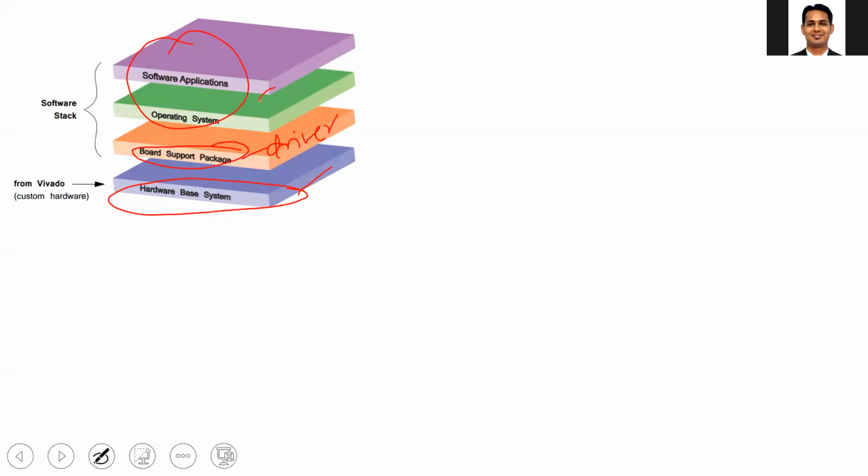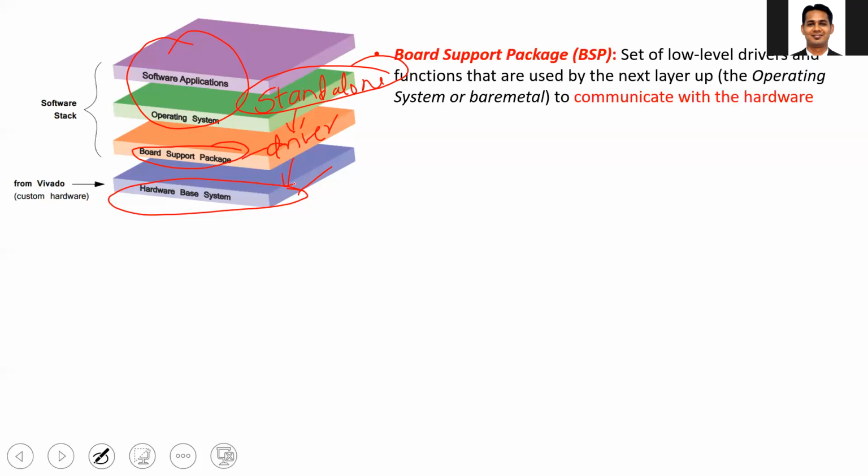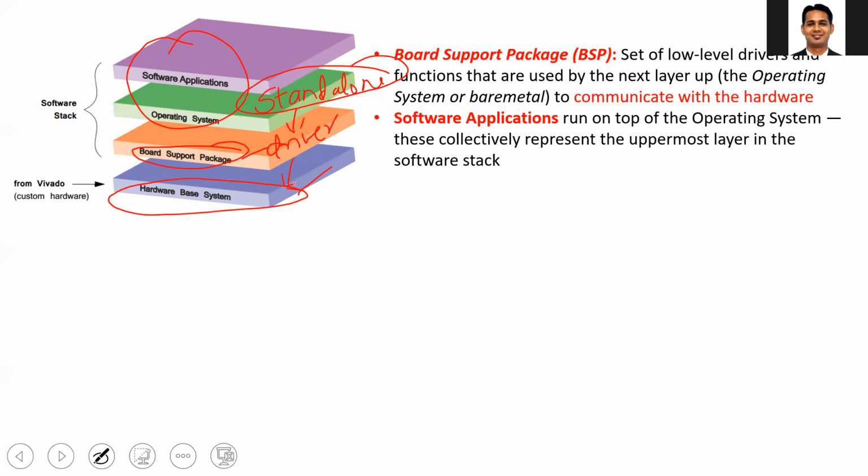But in our course, we are not using the operating system. We are following the standalone approach, so we are using standalone code. We will be directly communicating with the driver, and this driver will communicate with the hardware-based system. The board support package is a set of low-level drivers and functions used by the next layer, that is your operating system, software application, or standalone code, to communicate with the hardware.